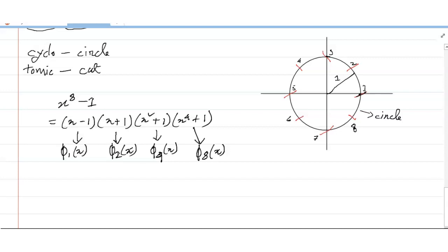Phi_n(x) is a polynomial whose roots are the primitive nth roots of unity, of order exactly n. Now I can write it this way: x^n minus 1 equals the product over d dividing n of phi_d(x). It's pretty obvious that the nth roots of 1 are of order exactly d for some d dividing n.